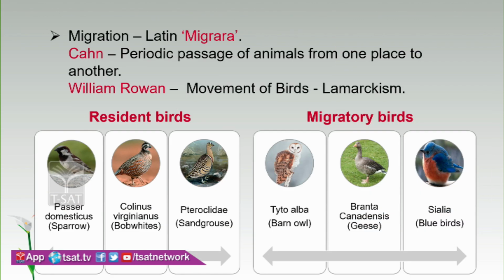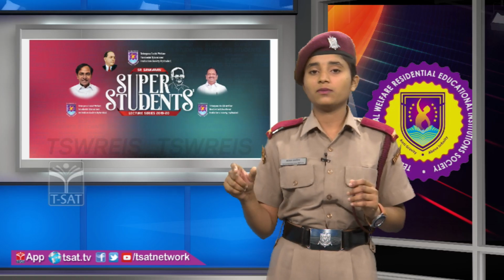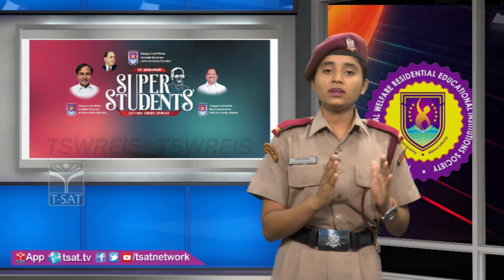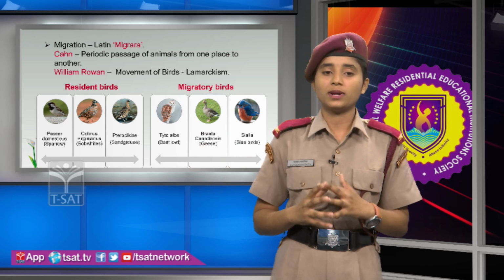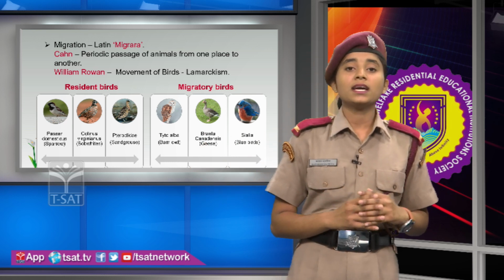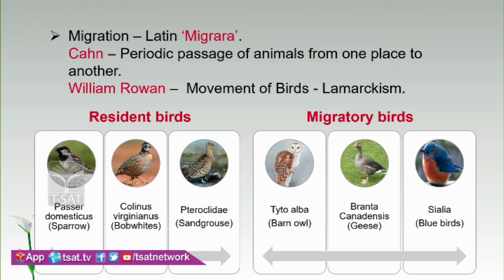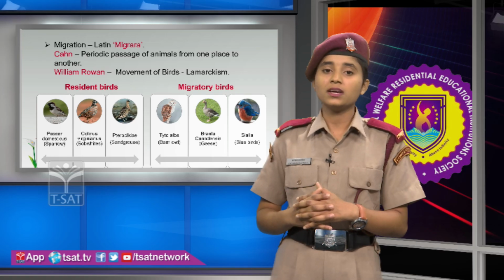First, let us know what is meant by migration. The word migration came from a Latin word migrare, which means changing. According to the scientist Khan, a periodic passage of animals from one place to another is known as migration. William Ron said that the movement of birds is due to Lamarckism, which means the inheritance of acquired characters. Based upon migration, the birds are classified into two types, resident birds and migratory birds. Birds like sparrow, bobwhite, and sand grouse do not undergo migration throughout the year, whereas birds like barn owl, geese, bluebirds, and blue jays undergo migration.